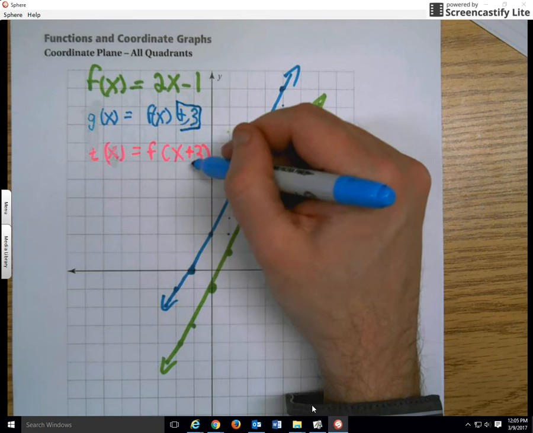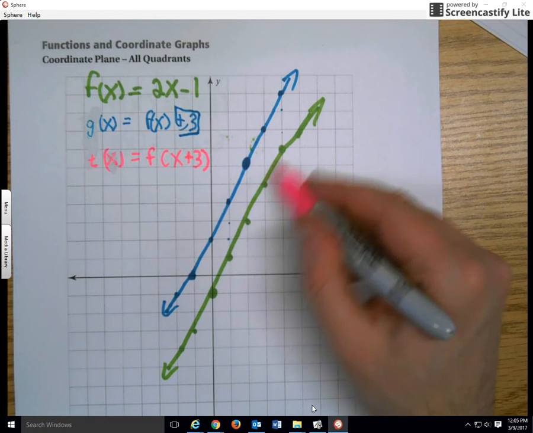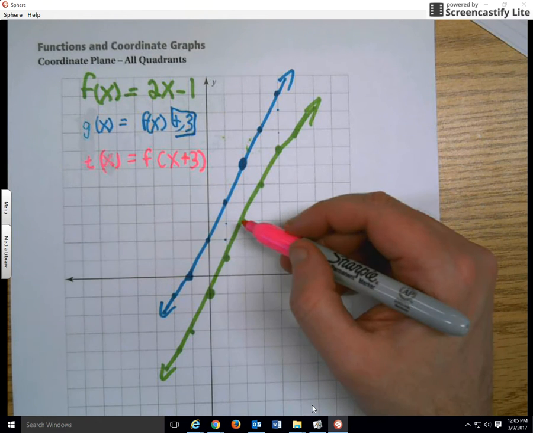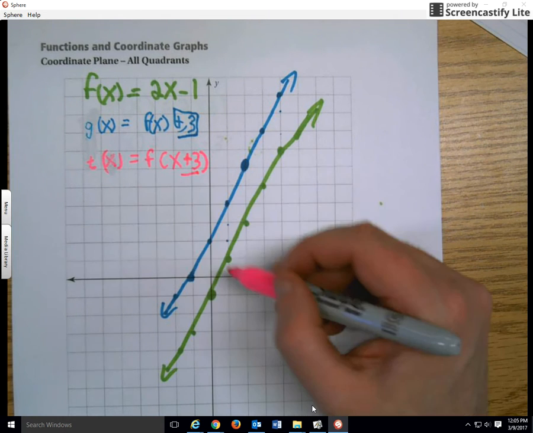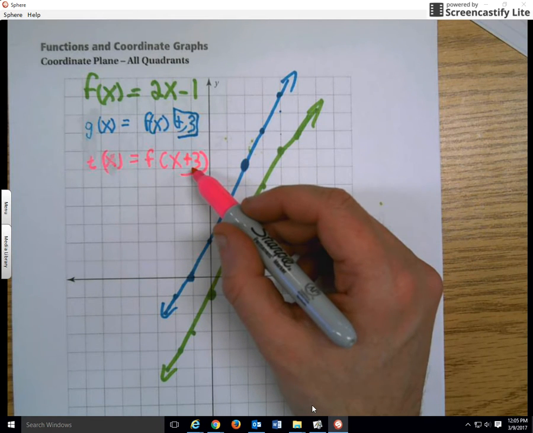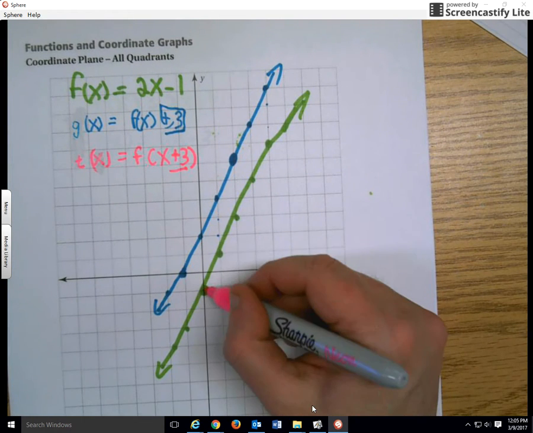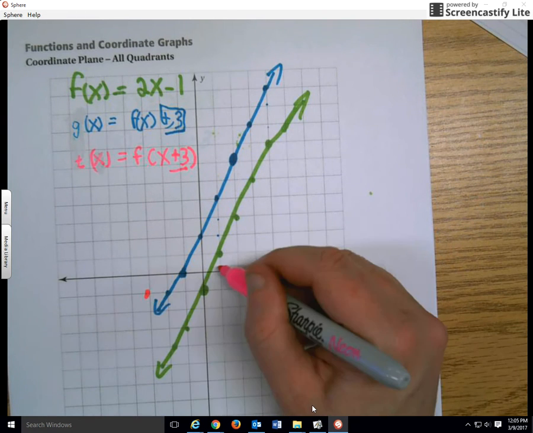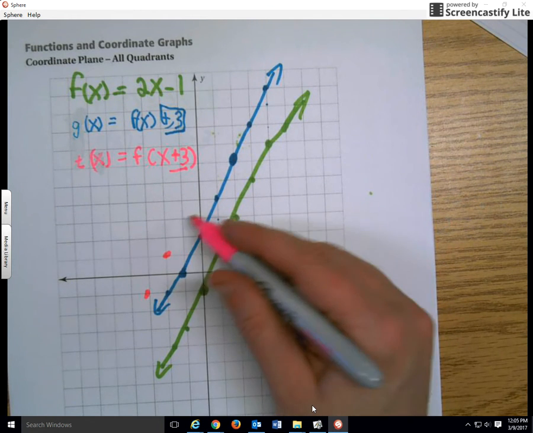That was a vertical move because it was on the outside. But what happens if it's inside the parentheses? Well, then it represents a horizontal move. So we're still going to look at this same family function, and we're now going to translate it horizontally. Now, if it says plus 3, the temptation is going to be to go to the right. But actually, and we'll show you why in another lesson, when it's plus 3, we go to the left. So we take any point and we move it to the left. 1, 2, 3. There you go.